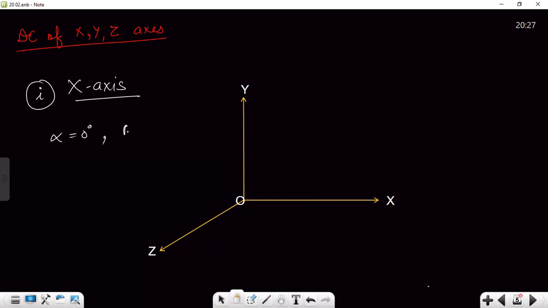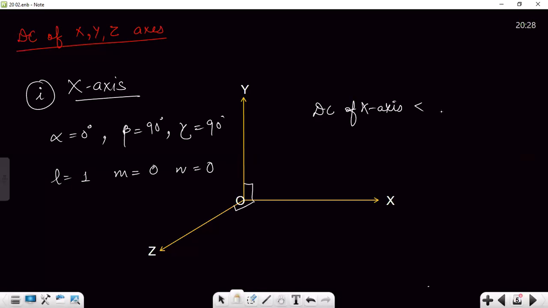X-axis is making what angle with y-axis? That is 90. X-axis is making what angle with the z-axis? That is 90. So cosine of alpha is cosine of 0 degrees, 1. Cosine of 90 is 0. Cosine of 90 is again 0. So the direction cosines of x-axis become 1, 0, 0. Right?